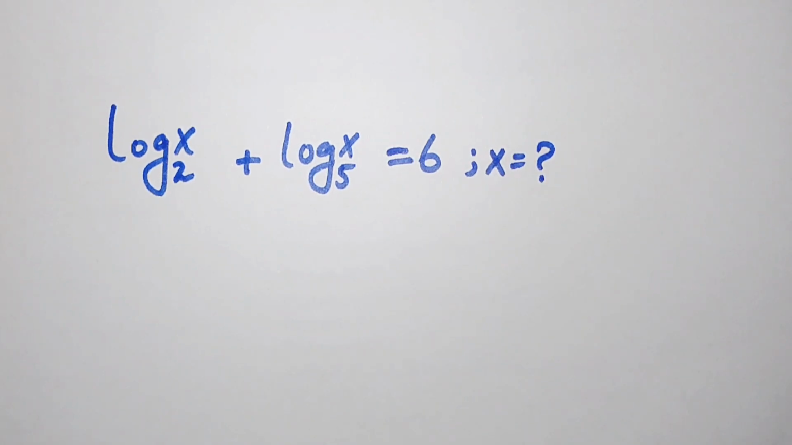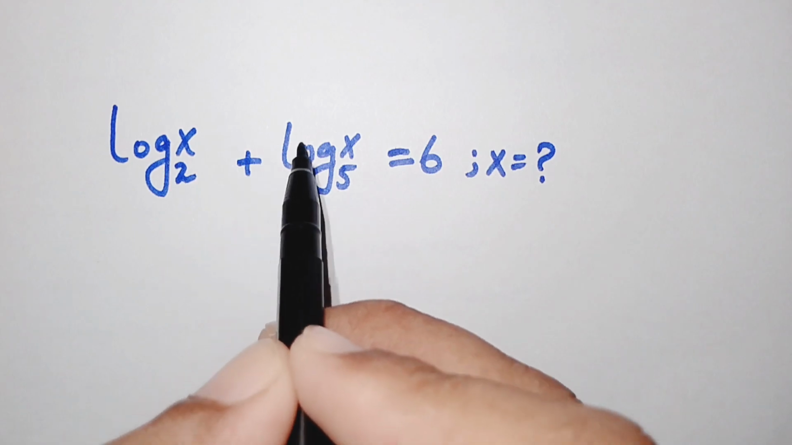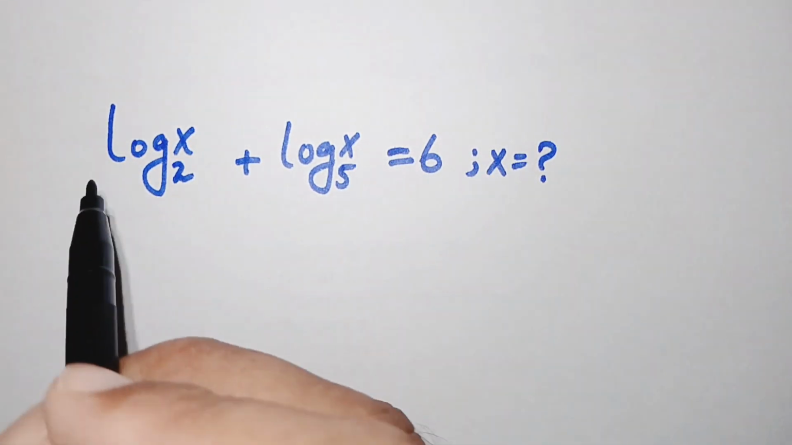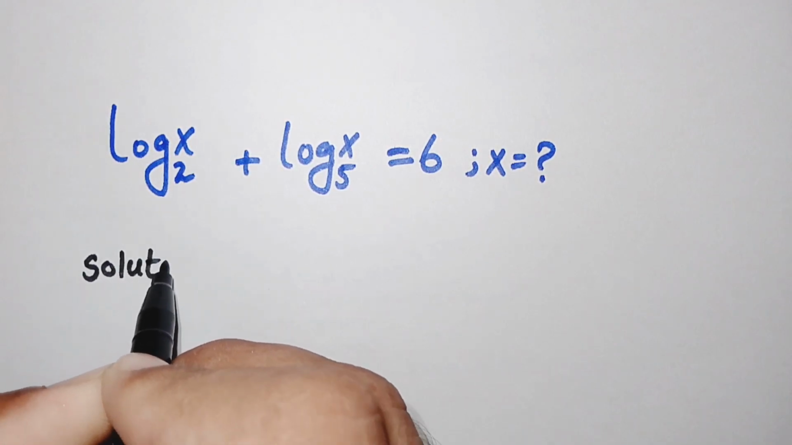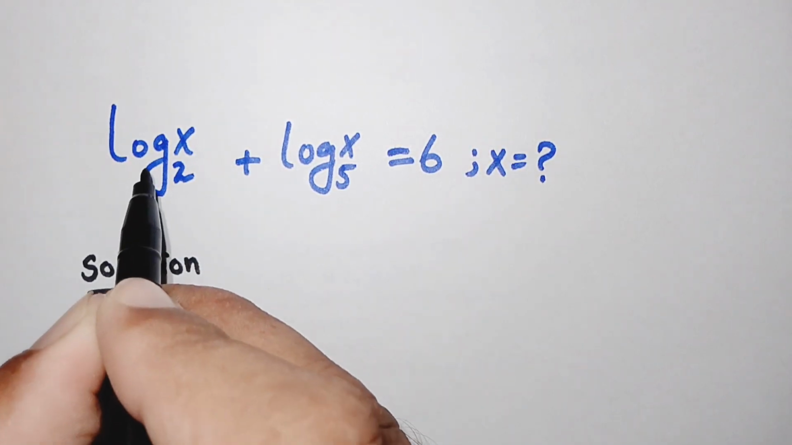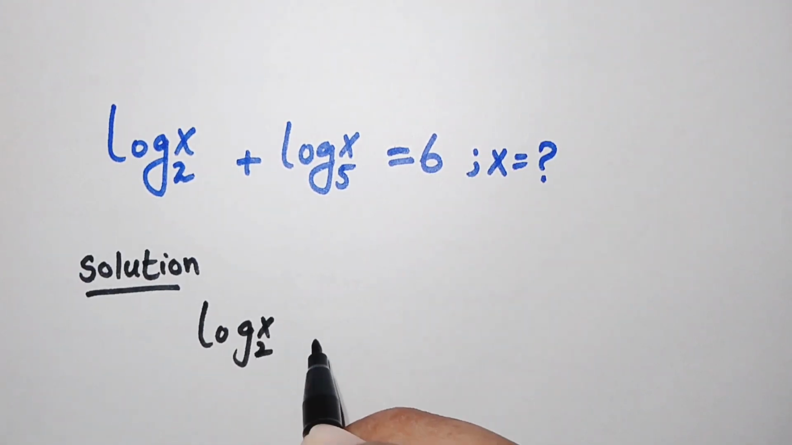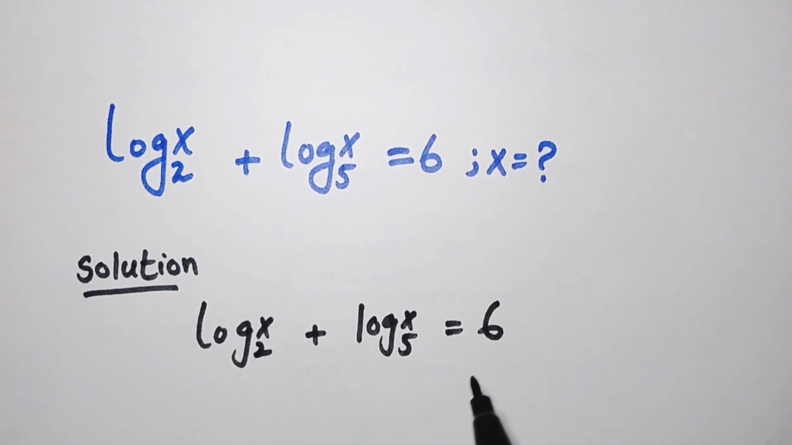Hello, you are welcome. How to solve this interesting question: log of x with base 2 plus log of x with base 5 is equal to 6, and we have to find the value of x. So, solution: the question is log of x with base 2 plus log of x with base 5 is equal to 6.